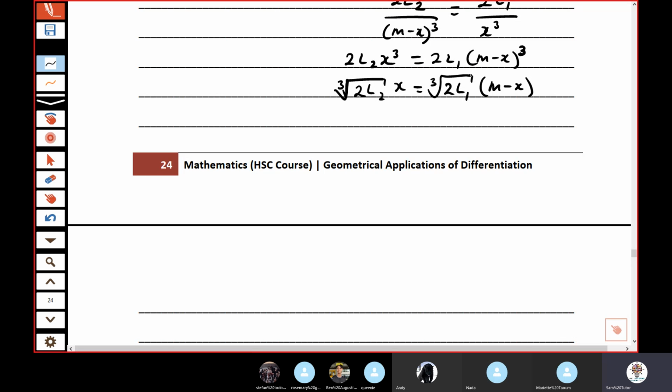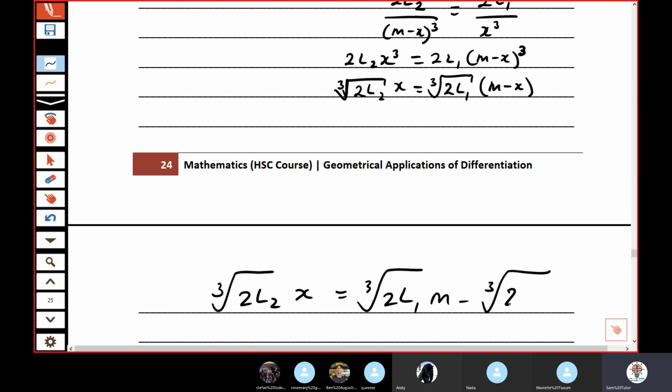Yes, but do you see I still have x on this side? Usually when we're solving, we would want x's on one side. So what are you going to do? You're going to first multiply this in, expand. So it's going to look like this: cube root L2 x equals cube root L1 m minus cube root L1 x.